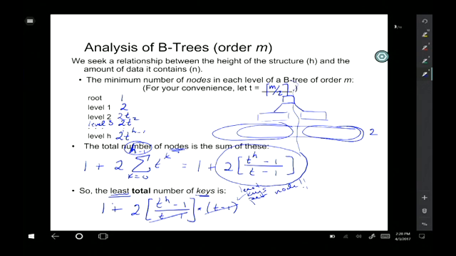And we have this really nice expression then for the lower bound on the number of keys. Let's see. Oh, even I can do this. It's 2 times t to the h minus 1. Yeah?